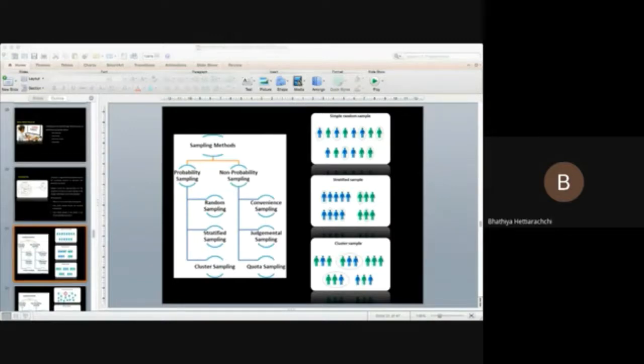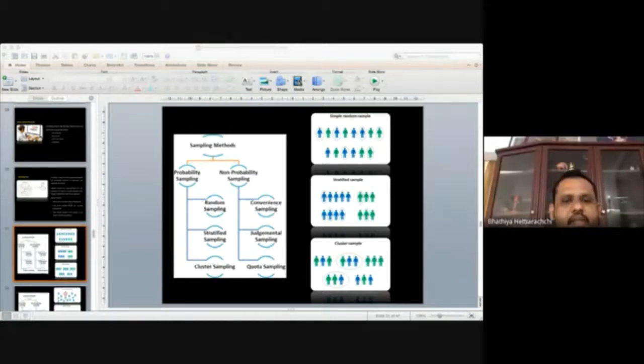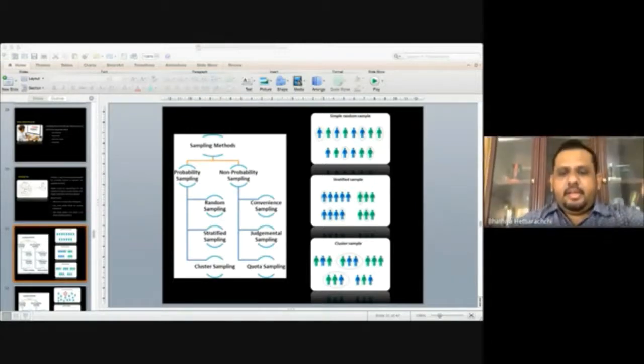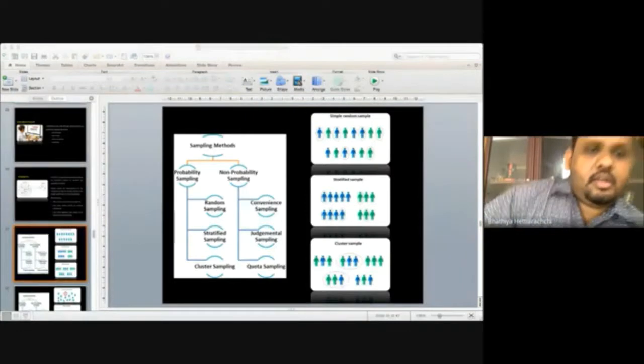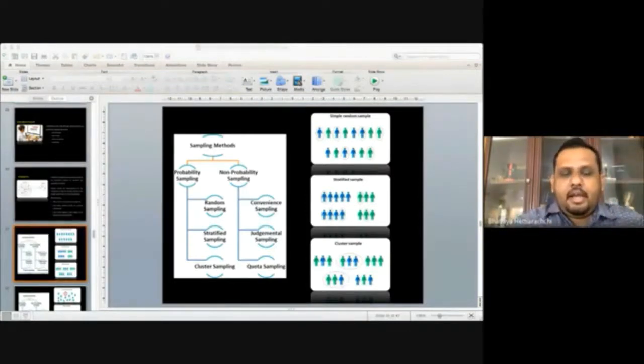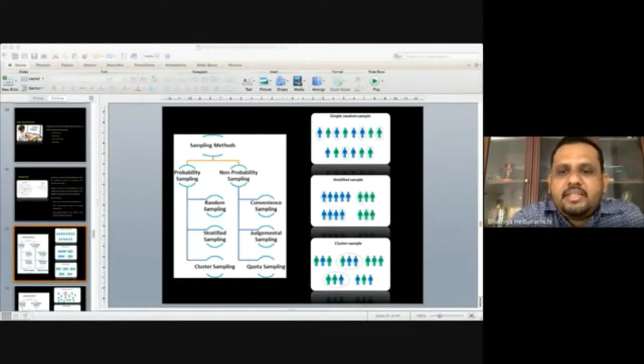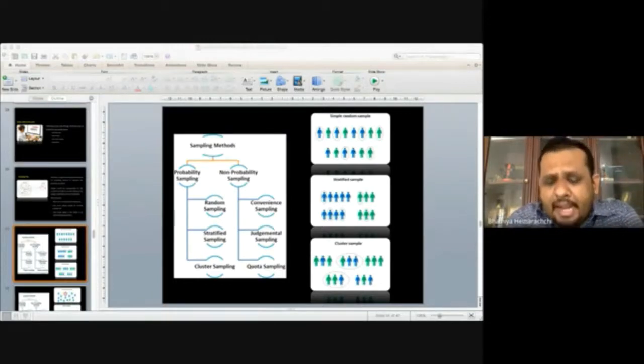Right. So probability sampling is that everyone in the population has an equal chance to come to the research. The researcher has no biasness. Otherwise, the researcher can also have biasness. So the researcher might say, okay, I will research only 1, 2, 3. I will not take other people to research. Now, if that happens, the research is not independent, right?